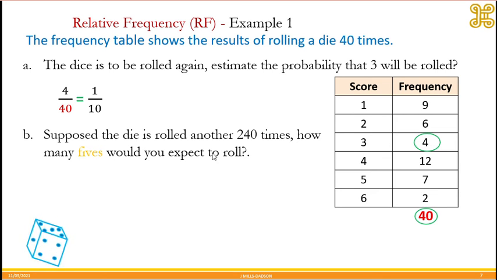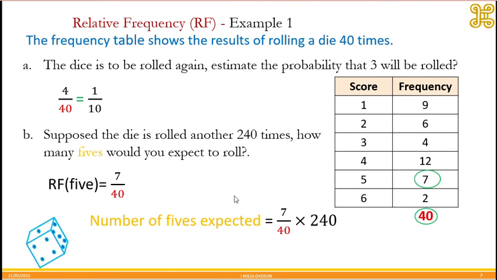Now suppose the die is rolled another 240 times. How many 5s will you expect to roll? Okay, let's first understand what happened out of the 40 rolls. Then we scale it up to 240. When it was rolled 40 times, 5 appeared 7 times. So the relative frequency for 5 out of 40 is 7 out of 40. Now we know the relative frequency out of 40. We scale it up to 240 by multiplying the relative frequency by the number of trials. And working that out, that will give us 42. So this is called relative frequency.